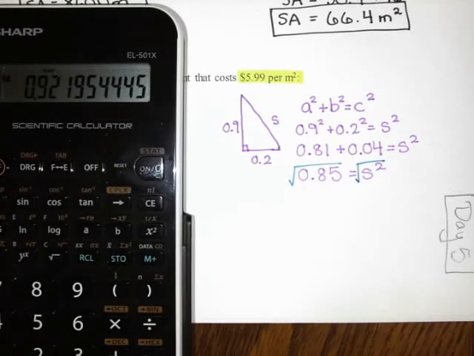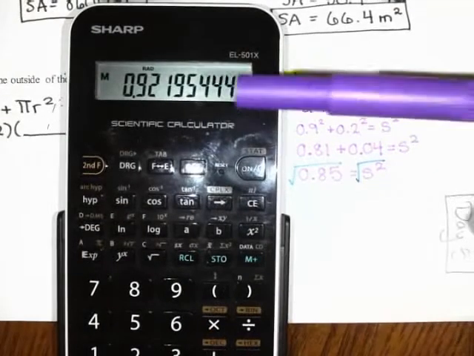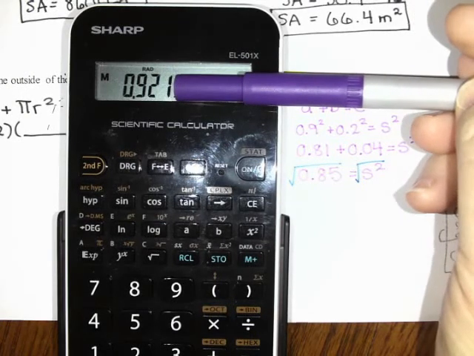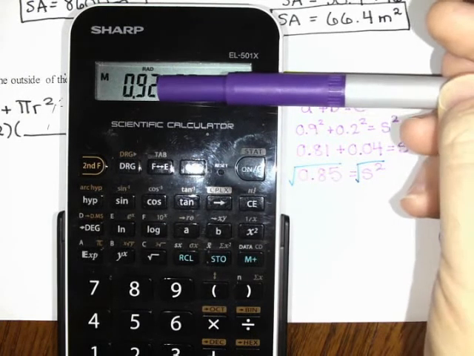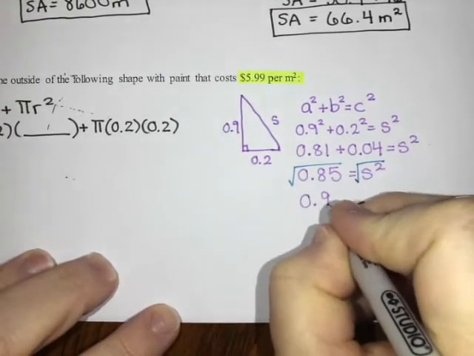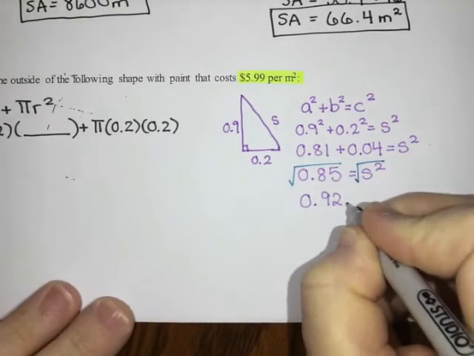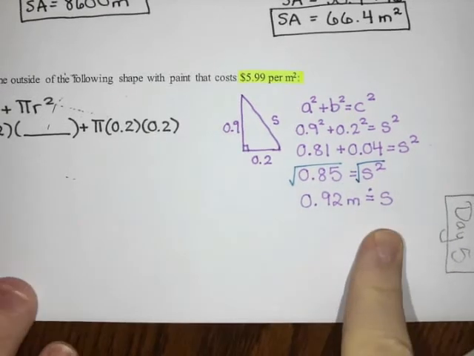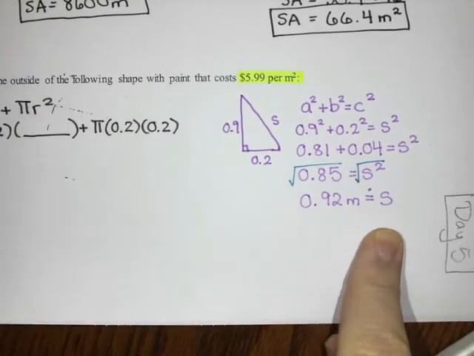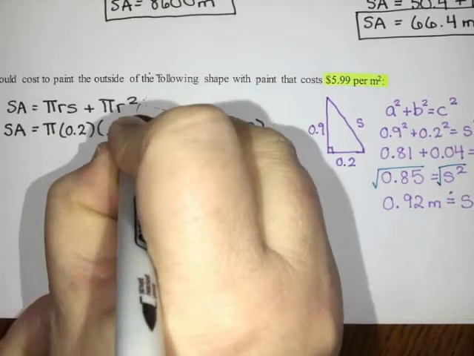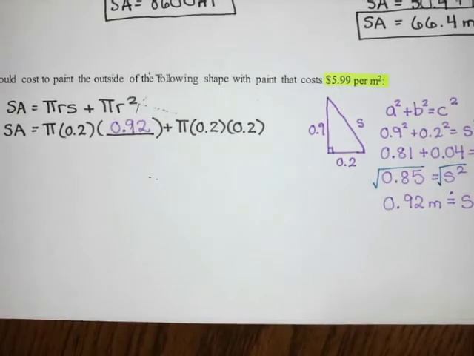And I get a decimal as my answer. So that is 0.92. I take a peek at the next number. It's a 1, so I'm going to leave it as 0.92. So this is approximately 0.92, and that is meters. So now that I know what my slant is, I can come back to my surface area formula and put in 0.92. And then all I need to do is calculate.